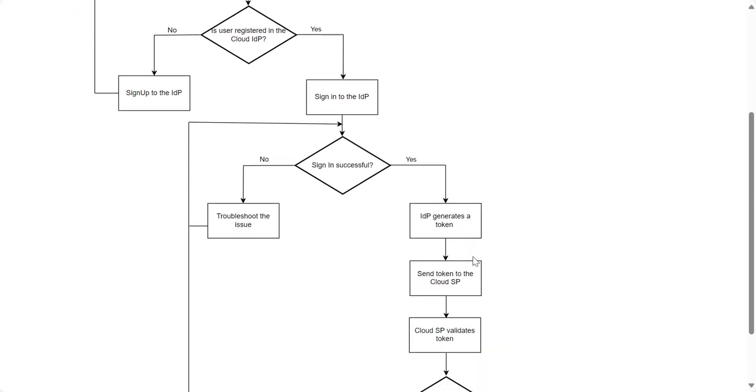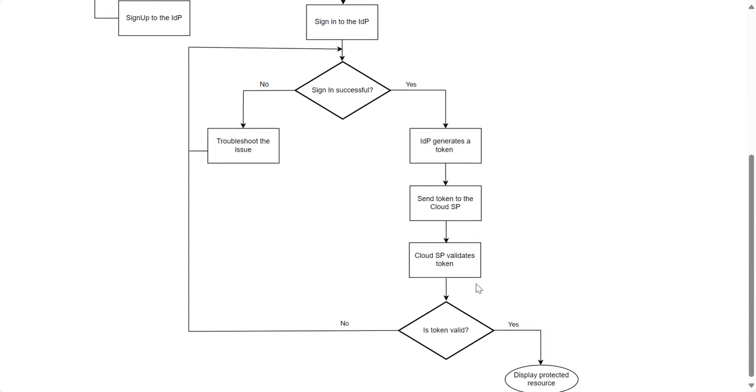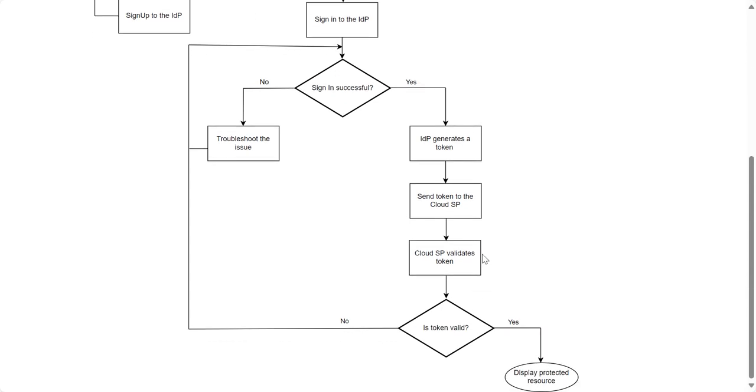The token is sent to the cloud service provider. The cloud service provider validates the token. If the token is not valid, the user restarts the sign-in process. If the token is valid, the cloud service provider gives the user access to the protected resource.